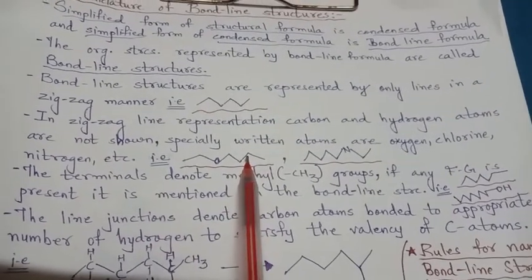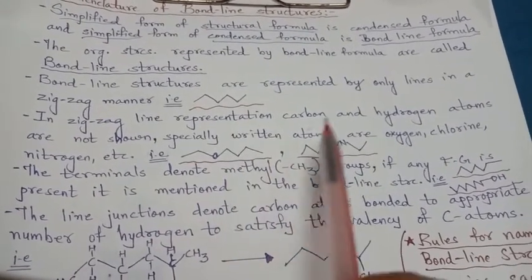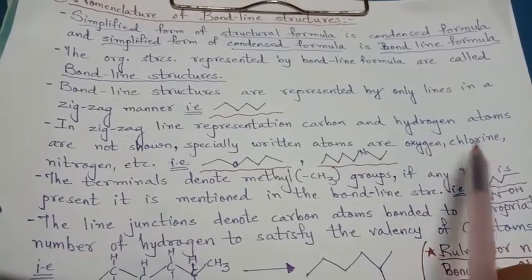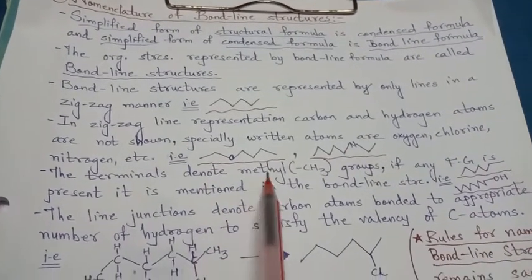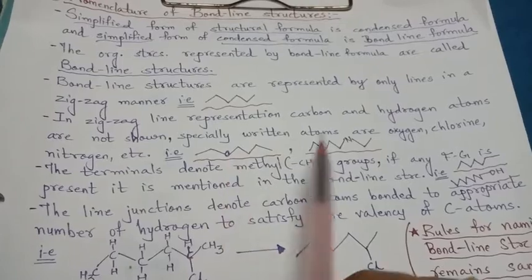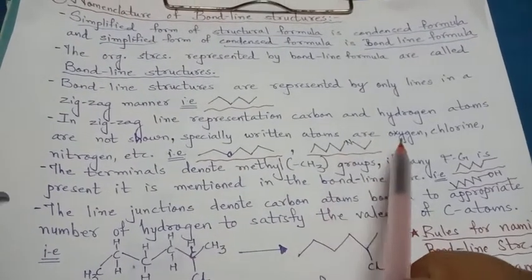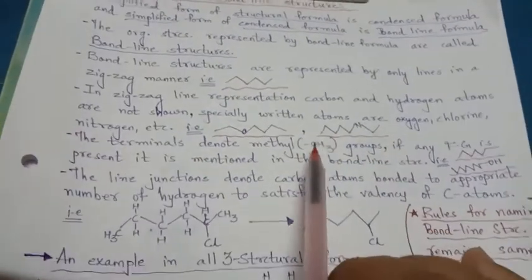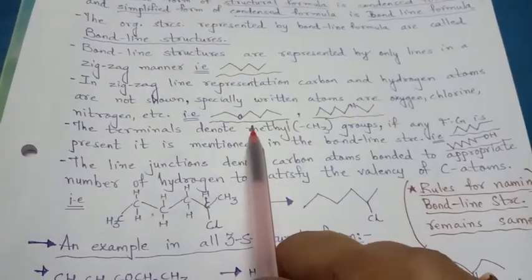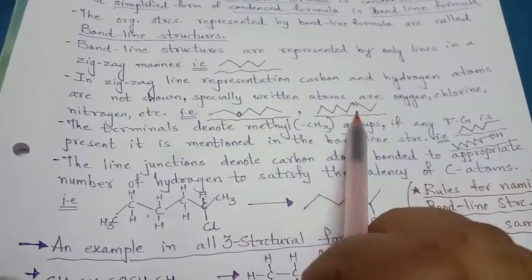Specially written atoms are oxygen, chlorine, nitrogen, right? If oxygen is present, if nitrogen is present, if chlorine is present, or some functional group is present, then they are mentioned.